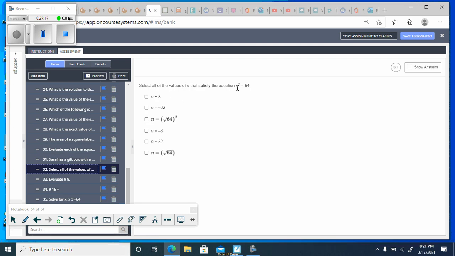Select all the values of n that satisfy n squared equals 64. Okay, that would be 8 and negative 8. Let's see, 8, negative 8, and the square root of 64. Give it to you, okay?